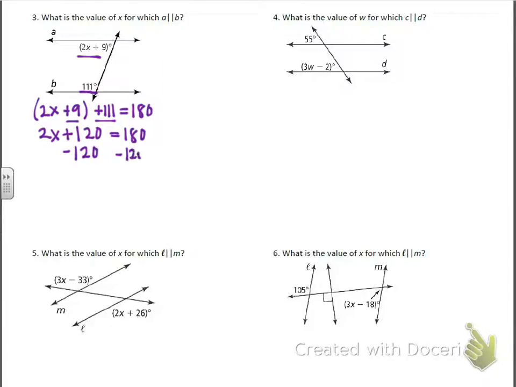Subtract 120. So 2x equals 60, and then last, divide by 2, so x equals 30. That's all you have to do. Yep, that's it. So here we go.